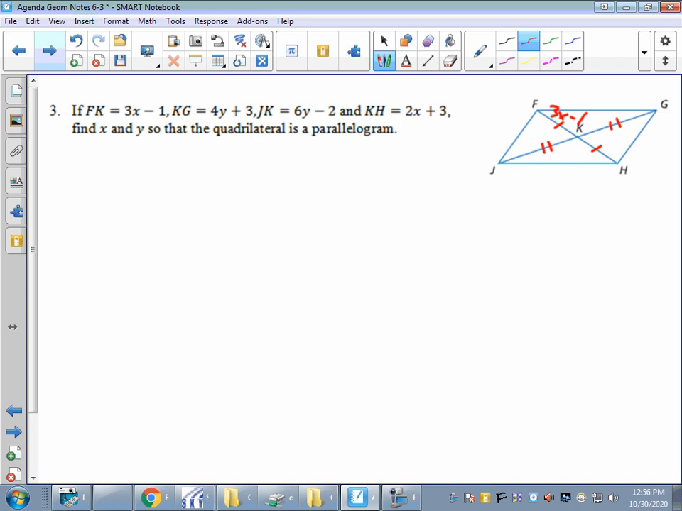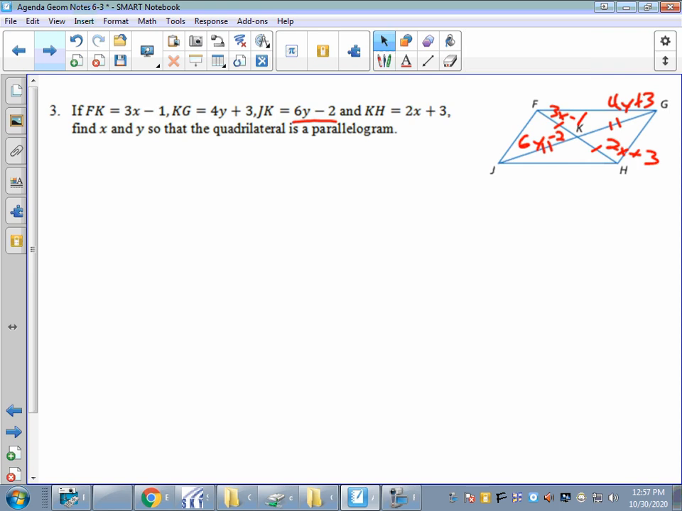And that KG is 4y plus 3. So that's up here. 4y plus 3. And they give us that JK right here is 6y minus 2, so that's this one. And that KH is 2x plus 3.